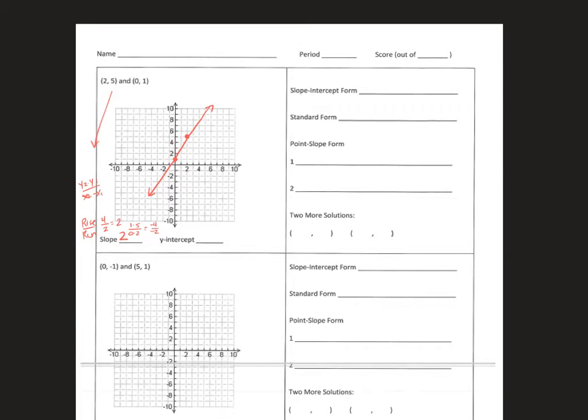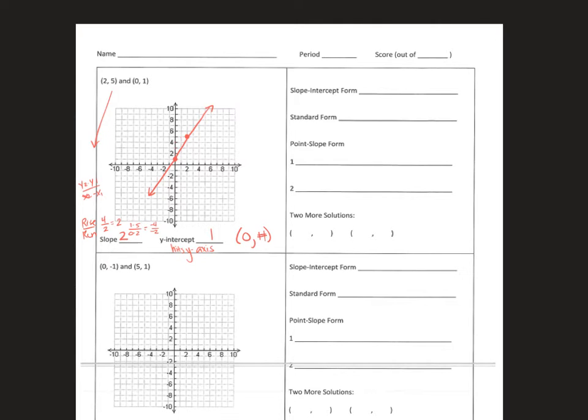And a y-intercept always has an x of 0, an x-coordinate of 0. So I already know that the y-intercept is 1, but also because I graphed, we can just look and see where it's hitting the y-axis. That's what a y-intercept is.